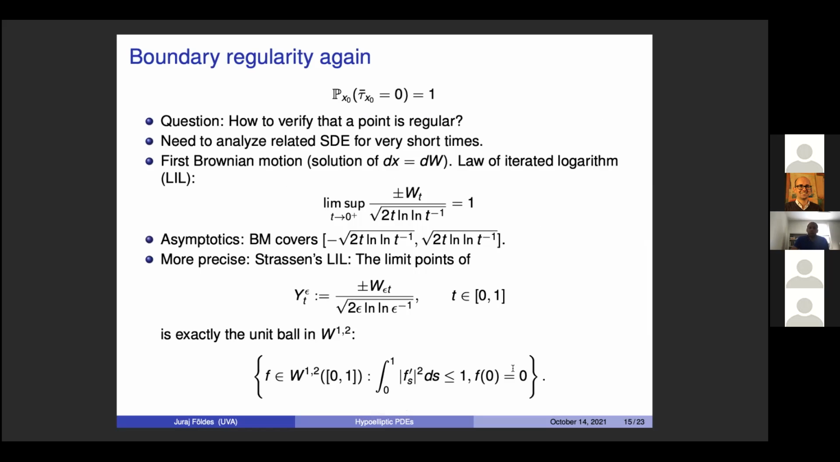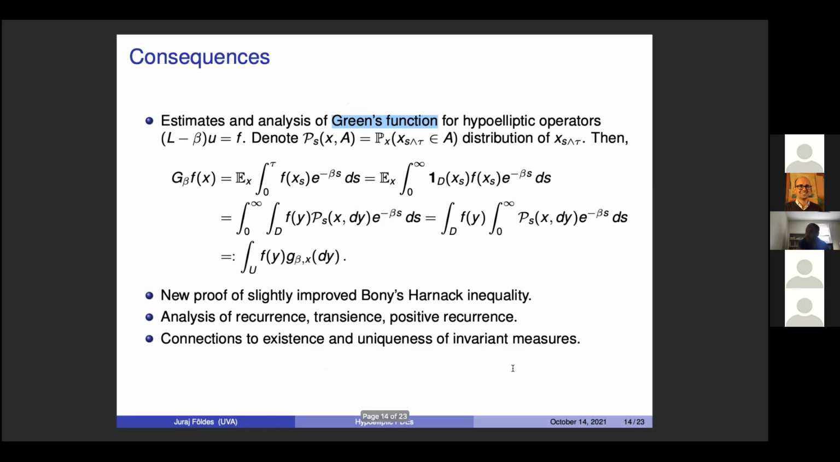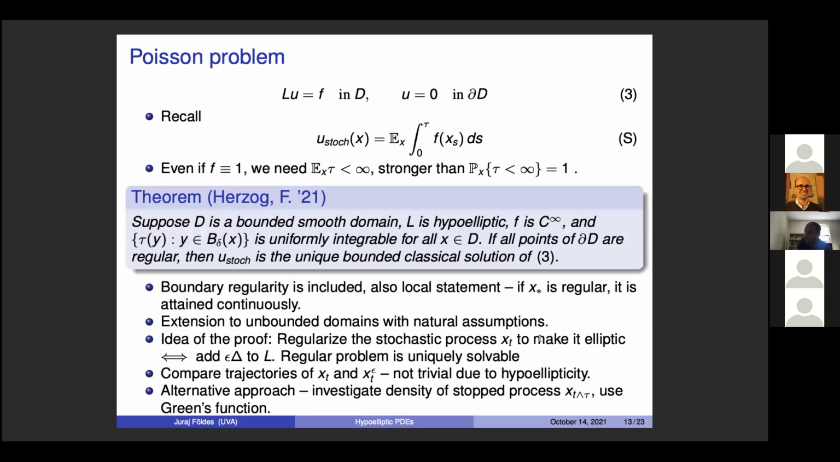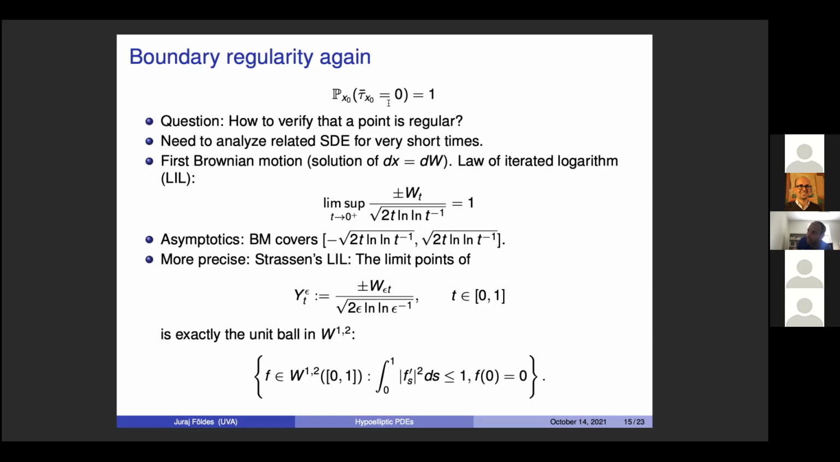All right. So let's go to the boundary regularity again, because I was a little bit cheating, right? These results are really mathematical results. Suppose all the points on the boundary are regular, and regularity really means that we exit at time 0 instantaneously. Now, the question is how to verify the point is regular. So we need to analyze our stochastic processes for very, very short times. We are asking, are we going to exit immediately or not? So that should be some asymptotics at 0.